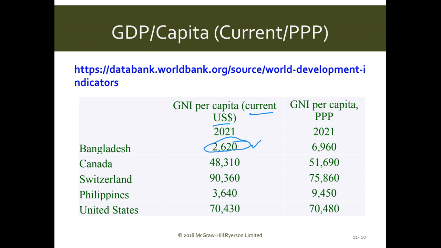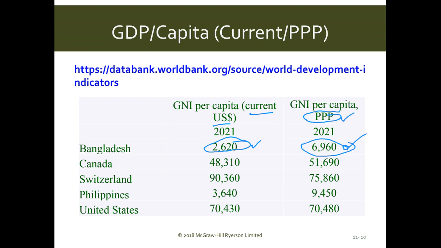But if I use the purchasing power parity exchange rate, notice Bangladesh's GDP per capita increases from 2,600 to 6,900 US dollars. Why? Because now I'm using this purchasing power parity exchange rate. That is, I'm now giving additional value to the Bangladeshi taka. And that is the reason we have higher GDP per capita.